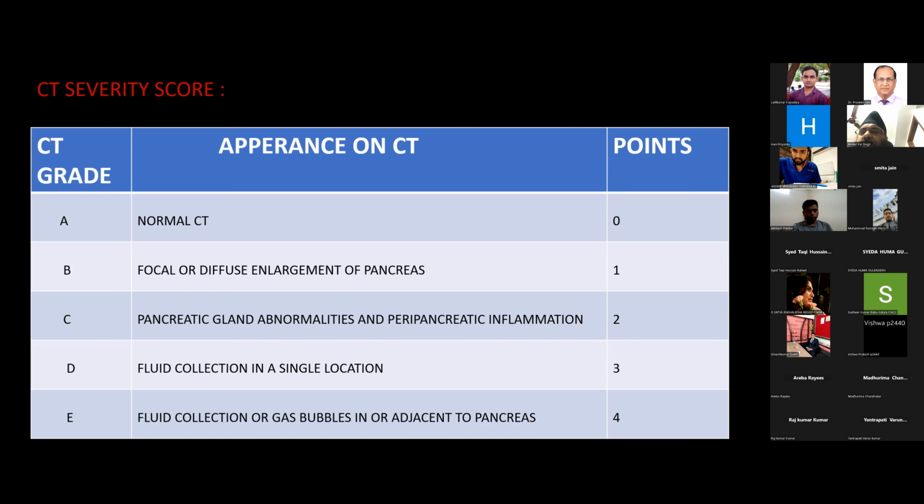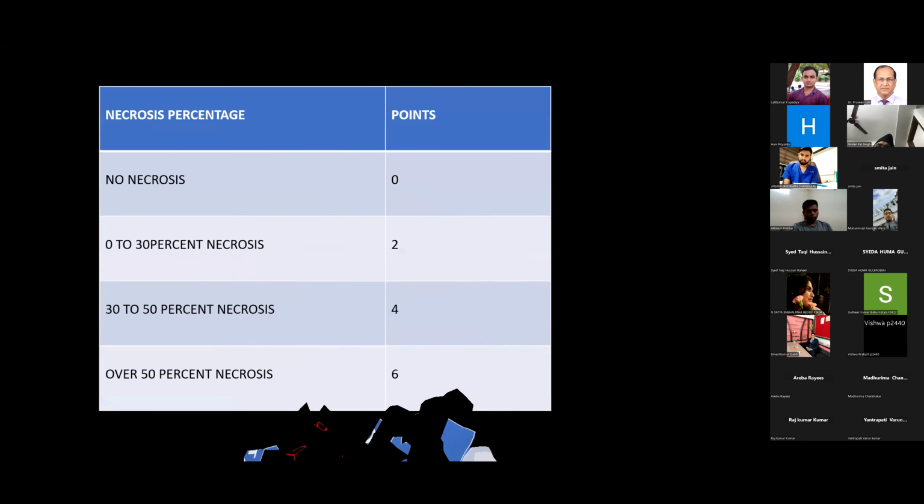D for fluid collection in single location. E is fluid collection in pancreas and even adjacent to pancreas. In this way, we score that. And if the score is 0, it indicates there is no necrosis. And if the score is 2, it indicates 0 to 30% of necrosis. And if the score is 4, it indicates 30 to 50% necrosis. And 6, it is more than 50% necrosis.